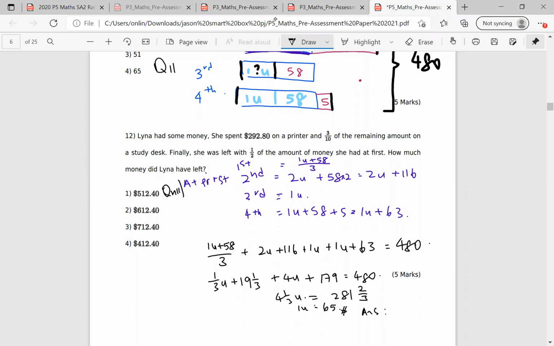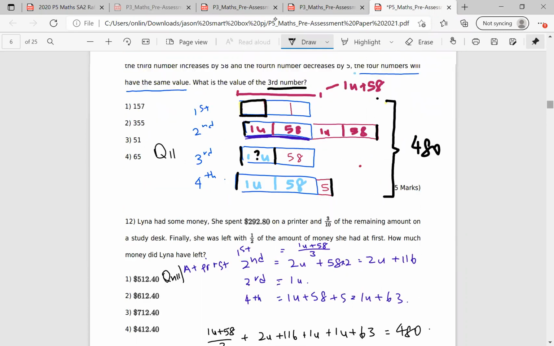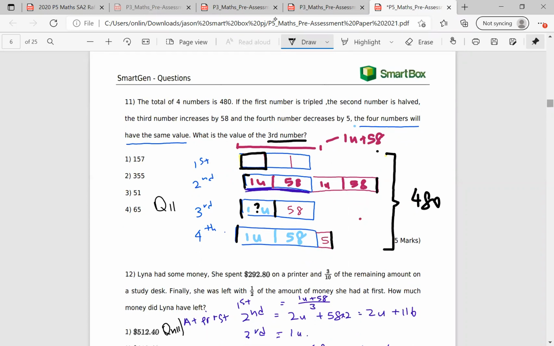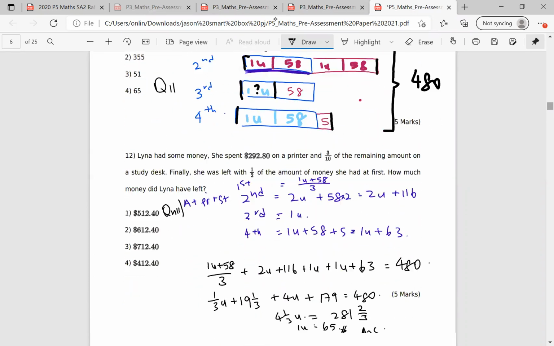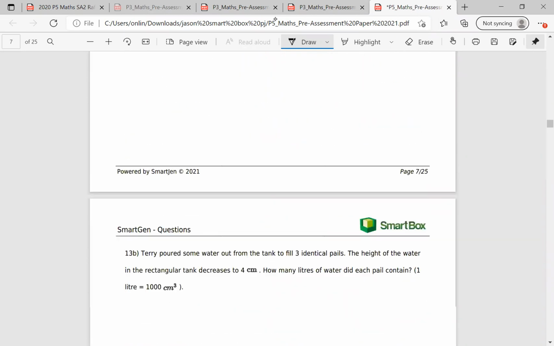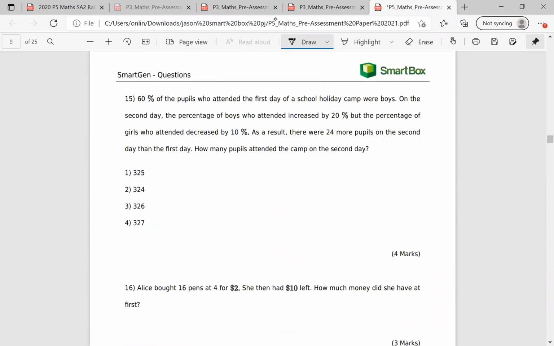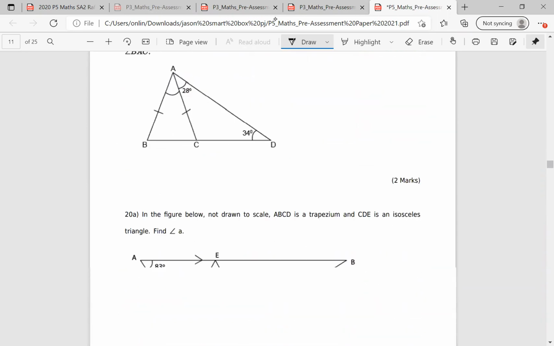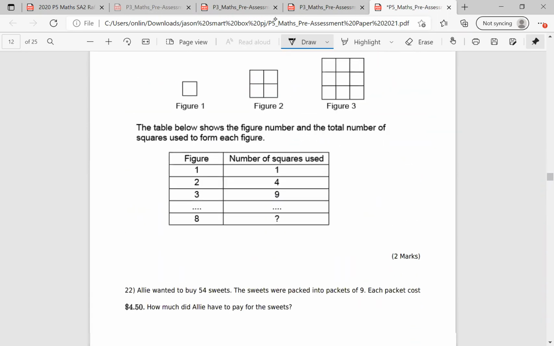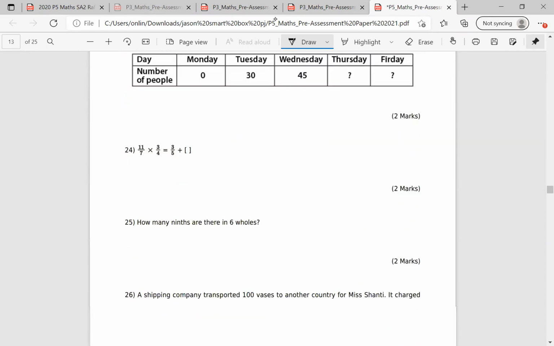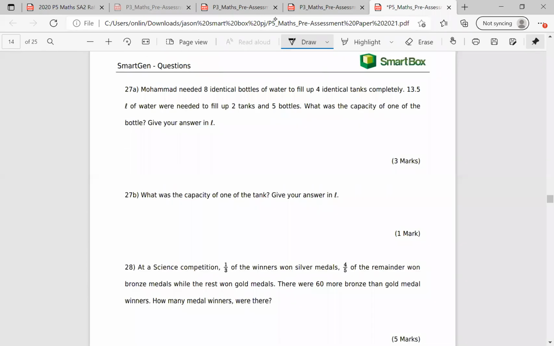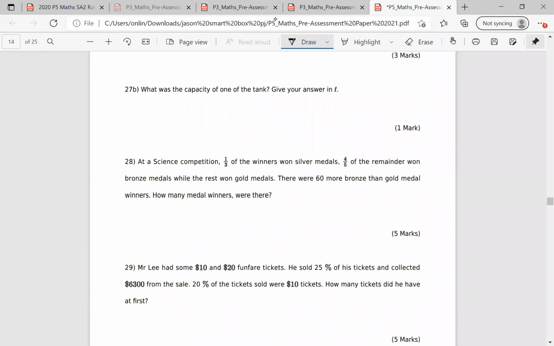So after we finish our question 11 here, we have the next one. Some of the students have requested it, saying that the question is rather difficult. So the next one we have here will be question. Okay, let me find the question first.